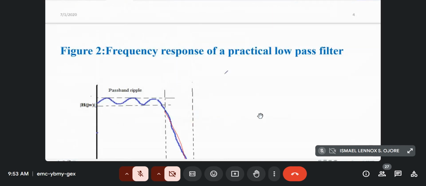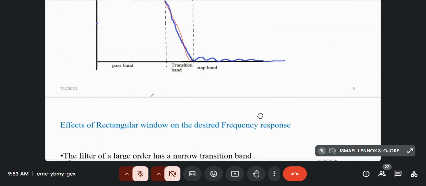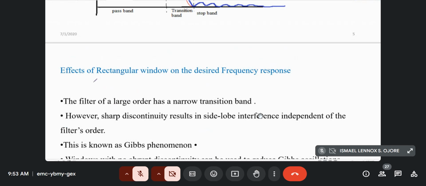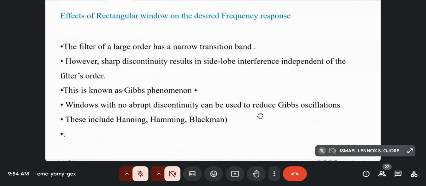So that's the frequency response of a particle low pass filter. I think I've done it before. The filter of a large order has a narrow transition band. We have said that so many times. However, sharp discontinuity results in side lobe interference, independent of the filter order. To understand this one, we need to do a proper analysis of this very common Gibbs phenomenon.